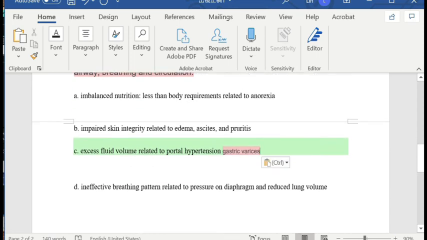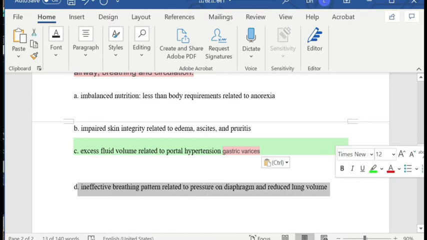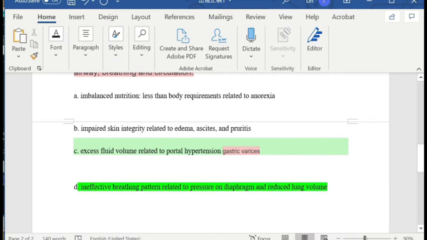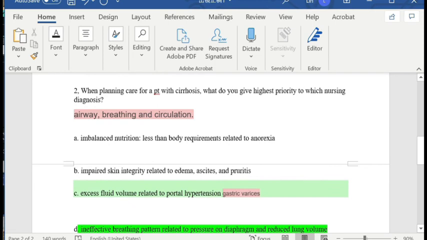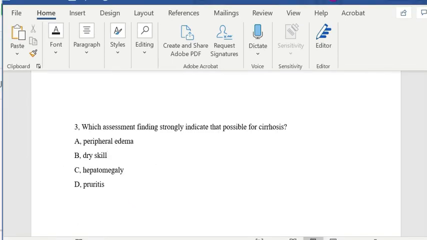And D, ineffective breathing pattern related to pressure on the diaphragm. So D is the right answer. Remember, always remember your ABCs: airway, breathing, and circulation. Okay, let's see question number three.